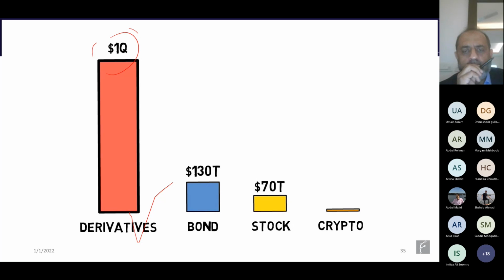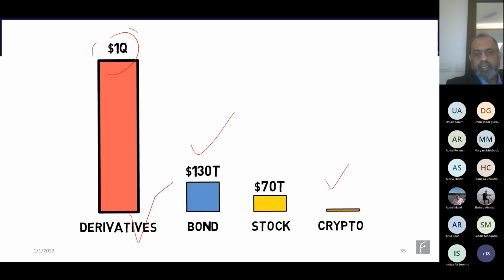130 trillion are the bonds, and we'll see what bonds are. 70 trillion are the stocks, and we again see what is meant by stock. And then crypto is increasing every day. It's about $2 trillion, and it is increasing. Still, it is smaller, but the crypto, as I mentioned earlier, is also kind of an instrument that feeds back into the businesses.